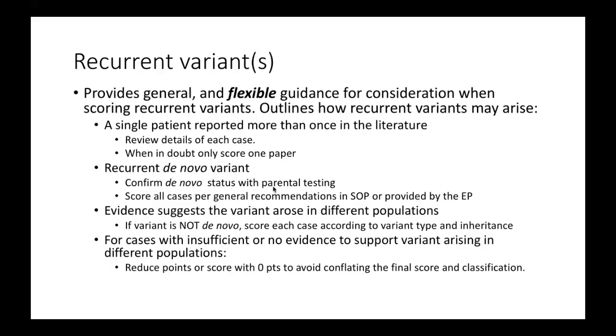Another reason you could get a recurrent variant is because evidence suggests the variant arose in different populations. So while inherited, you would see that they come in totally separate populations. So if this variant is not de novo, you would score each case according to the variant type and that inheritance pattern. However, for cases with insufficient or no evidence to support the variant arising in different populations, we would ask that you reduce the points or potentially even score with 0 given the evidence that is supplied, to avoid conflating the final score and classification.